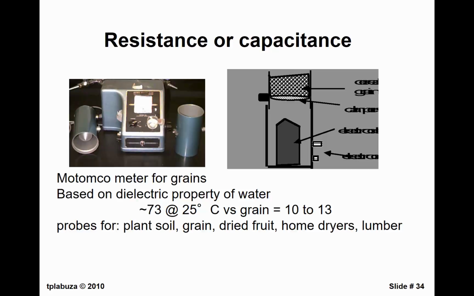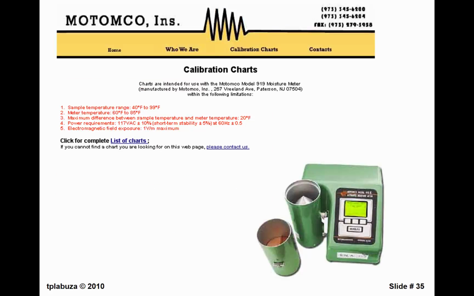So you need to have a standard curve for each kind of grain. This is used by all the grain inspectors. They go out and this is how they check the moisture content of grain to see whether you're in that 14% or lower region. Very, very simple. The old one I had was not working very well. This is basically dielectric constant, which is the critical part of this.